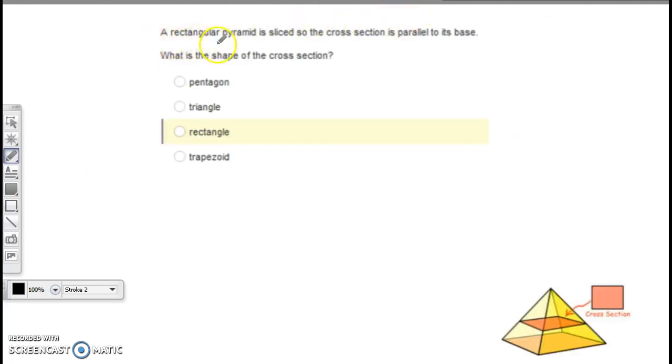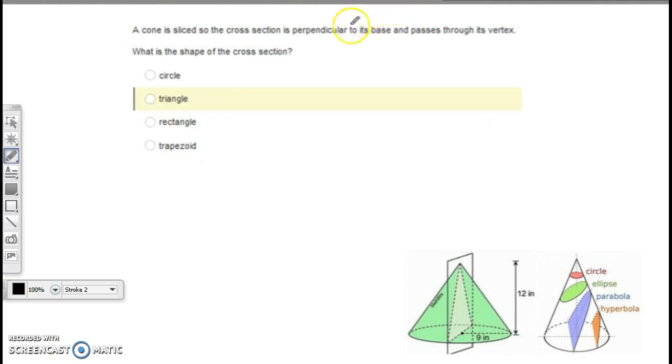A rectangular pyramid is sliced so the cross-section is parallel to its base. What is the shape of the cross-section? Okay, they're not going to give you the picture, but I wanted you to be able to visualize what's happening here. So I went ahead and put a picture in here. We have a rectangular pyramid, and we're slicing it parallel to the base. So it's going to be the same shape as the base, and in this case, that is a rectangle. So let's go to the next question.